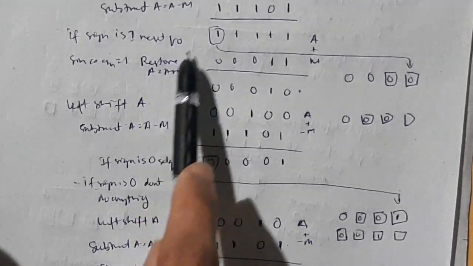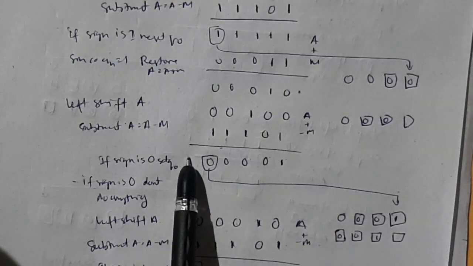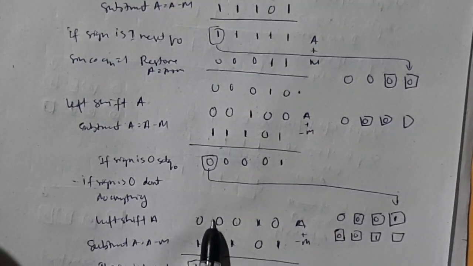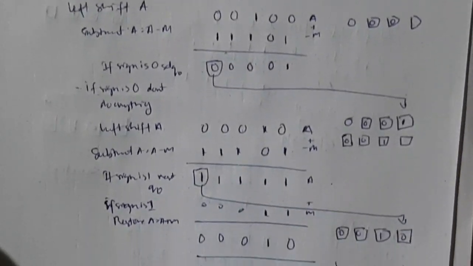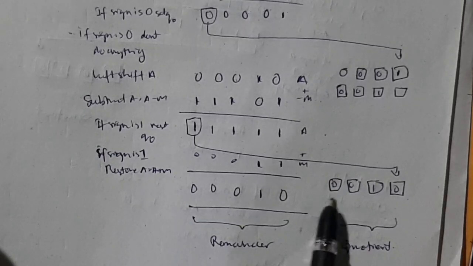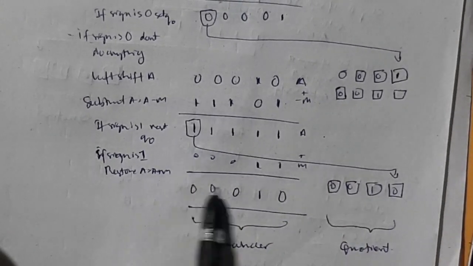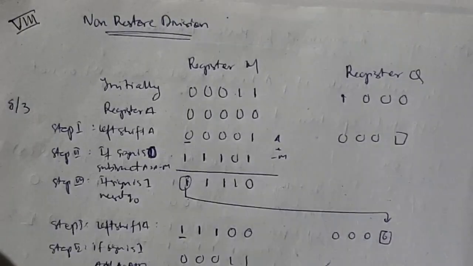Before, you were restoring here, right? Because it was 1, you were restoring, adding minus M. Here you will use this same thing and again left shift A. Okay, then you do the same thing until all these become boxes. That is when you reach this step, that will be the quotient, and the remainder will be what you get here. Okay, this is non-restore division.